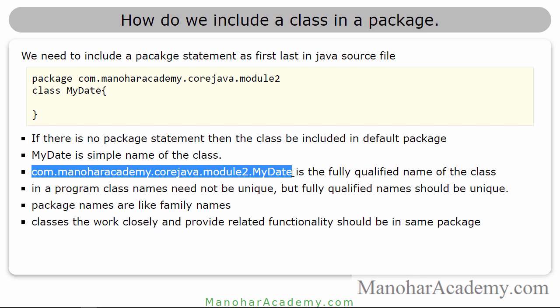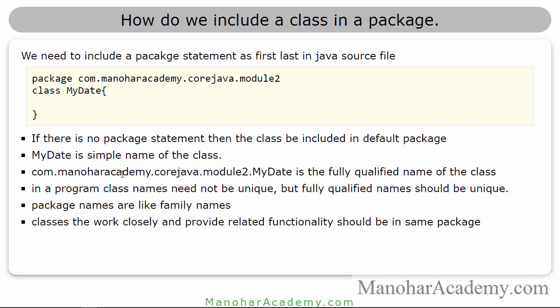So how do I make sure the name is unique? Whenever I am developing packages, I am going to start the package name with my domain name. My domain or my website address is manoharacademy.com. I'm pretty sure no other person has this domain name. So I reverse that domain name, and then whatever module I am working on, I am going to keep that module name.